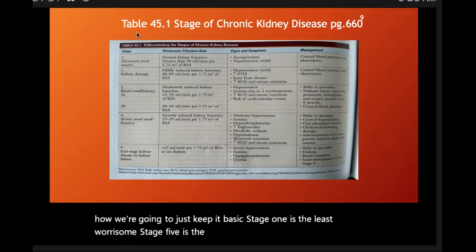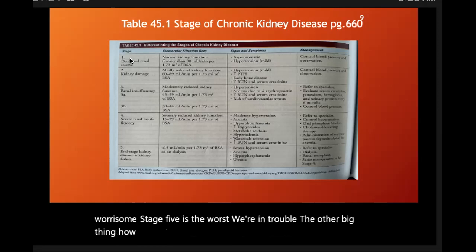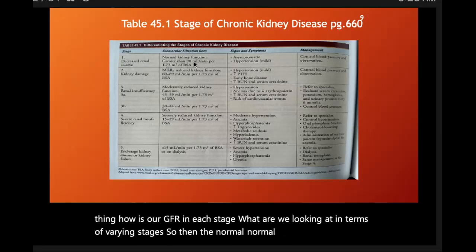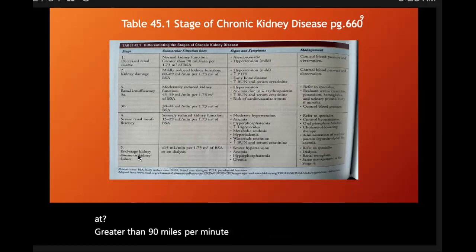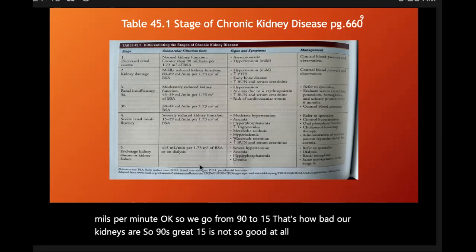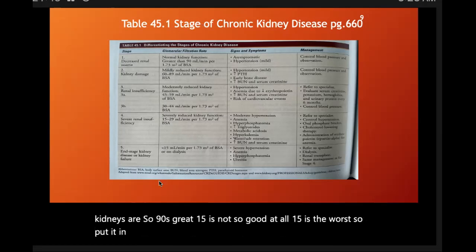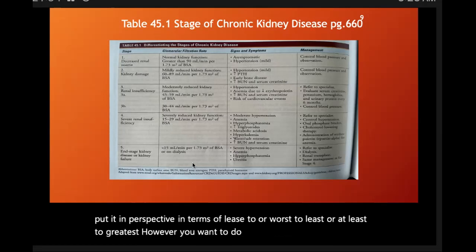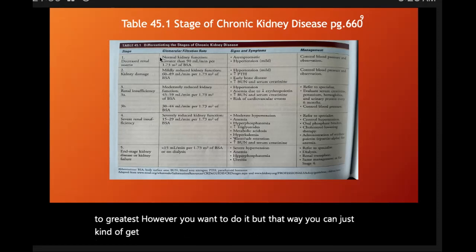We're in trouble, right? The other big thing: how is our GFR in each stage? What are we looking at in terms of varying stages? In normal kidney function, we're at greater than 90 mLs per minute. The worst is less than 15 mLs per minute. So we go from 90 to 15, that's how bad our kidneys are. 90 is great, 15 is not so good at all. 15 is the worst. So put it in perspective, from worst to least or least to greatest, however you want to do it, so you get a broad perspective of how you're going to remember this.